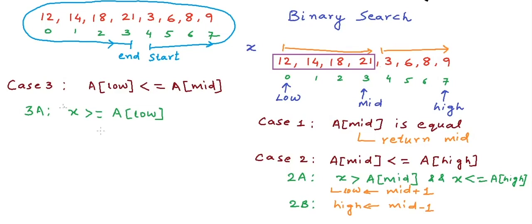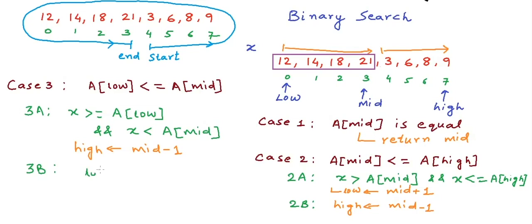Here if x is greater than or equal to a[low] and x is less than a[mid], x cannot be equal to the mid element because then we would not reach case 3, then x is probable to lie in the left half for this condition. So in this condition we will adjust high to mid minus 1, else we will search in the unsorted half by adjusting low to mid plus 1. So this is our divide and conquer strategy for binary search.